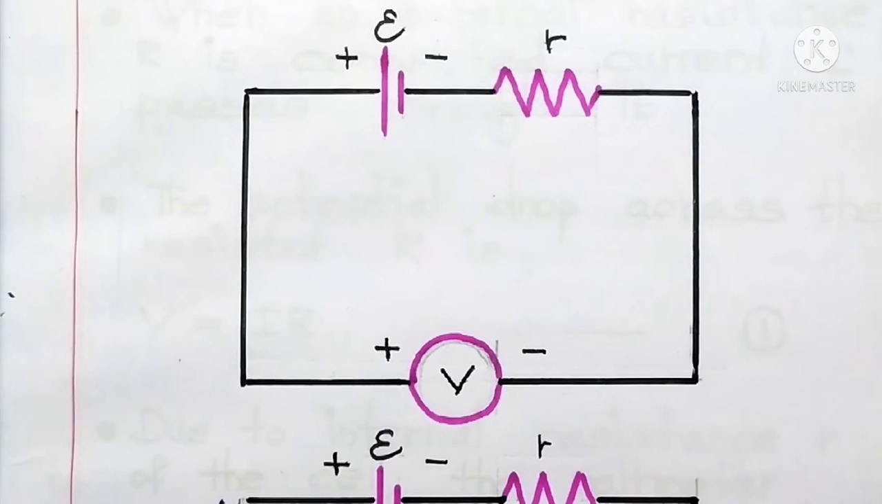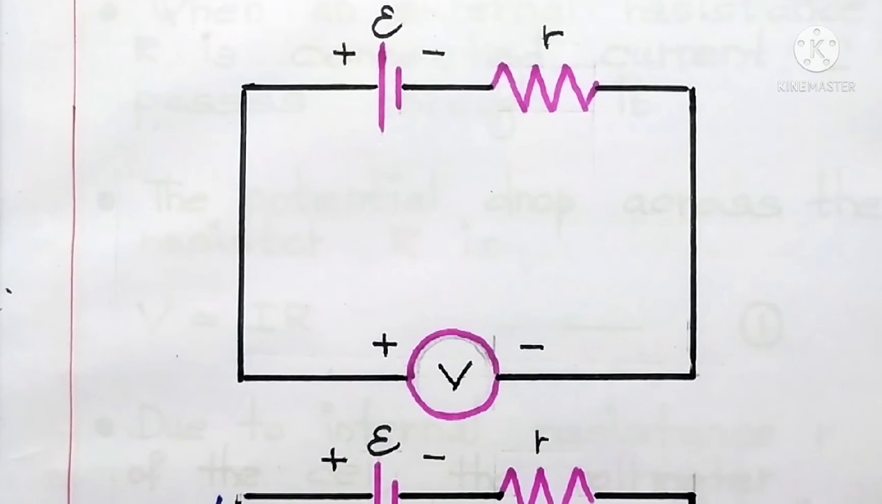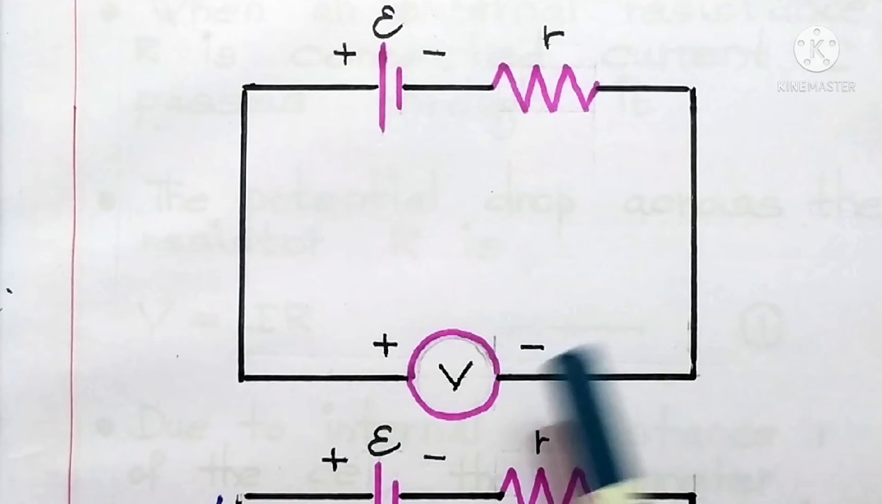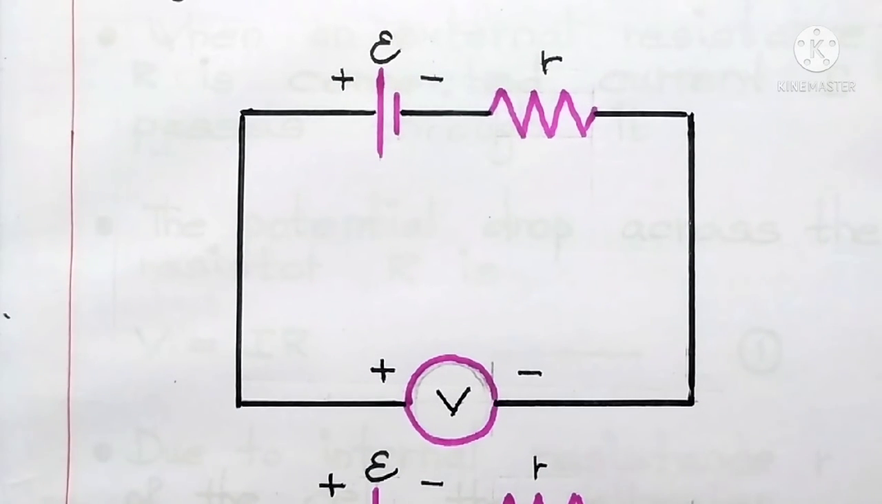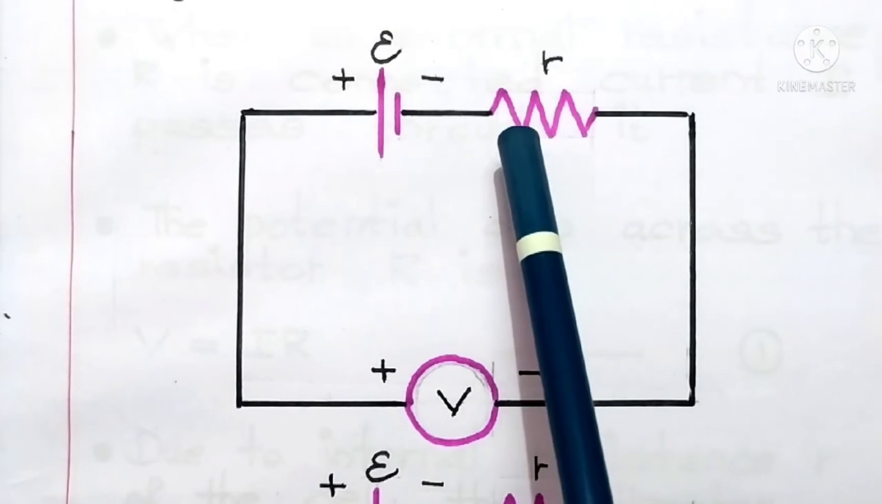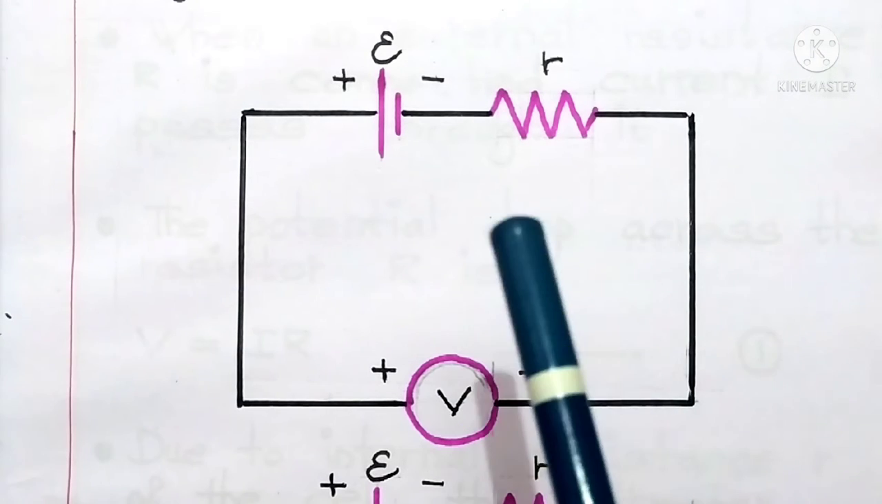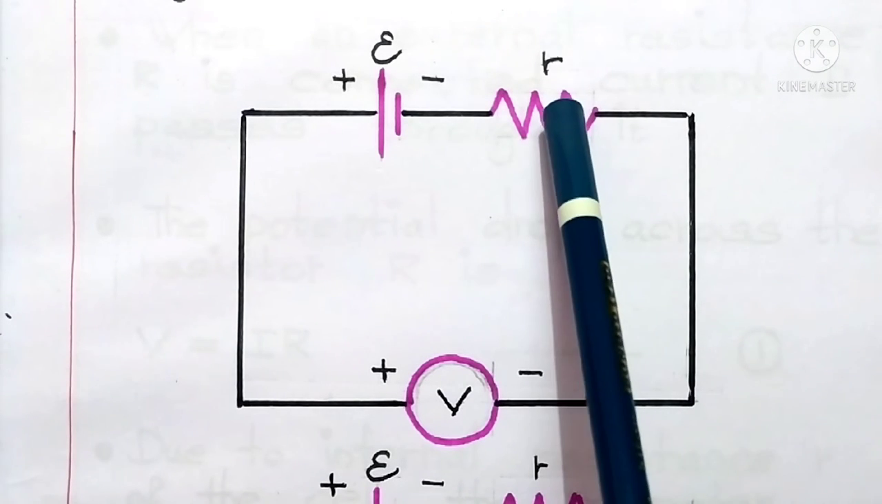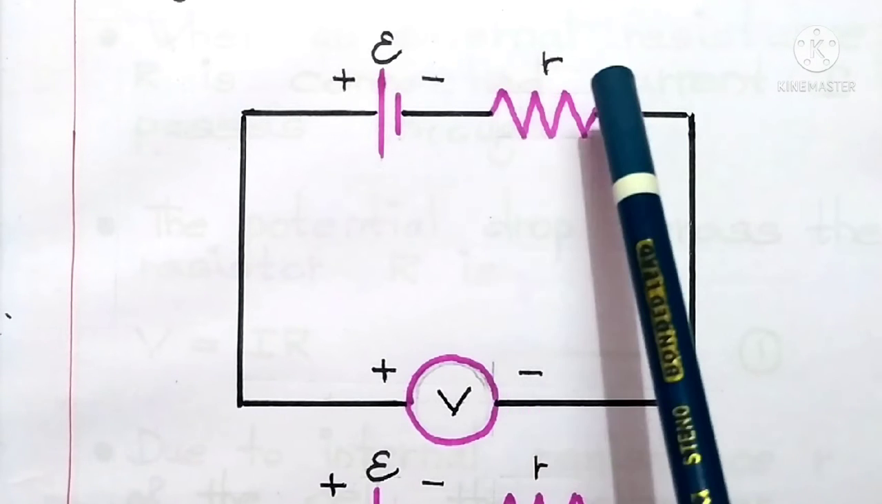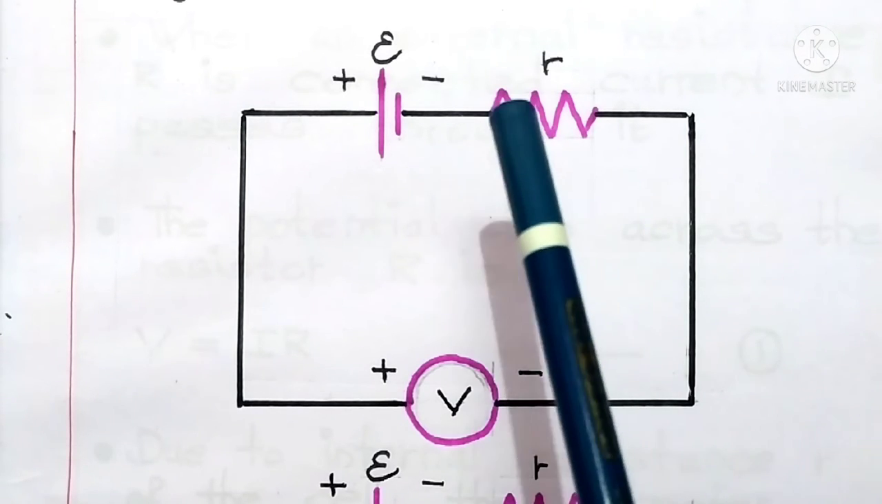Here comes the diagram. Have a closer look at it. Here is a cell and here is a voltmeter, and this is nothing but the resistance of the cell itself. It is written as small r. This is nothing but the internal resistance of a cell.